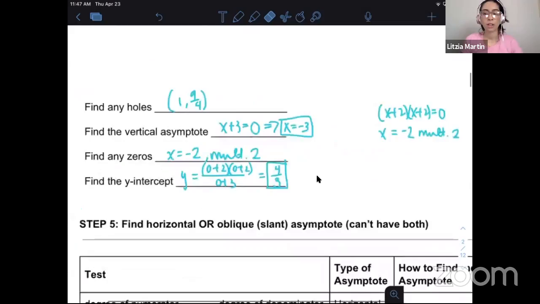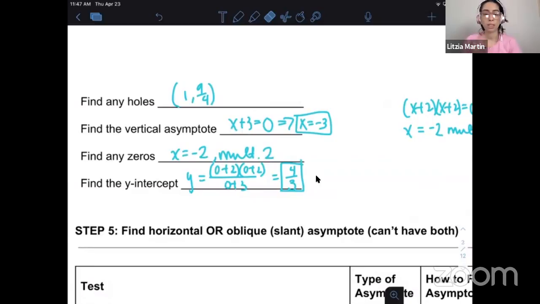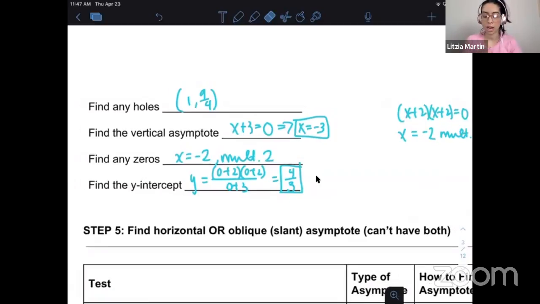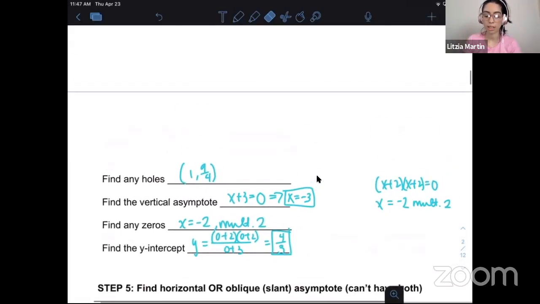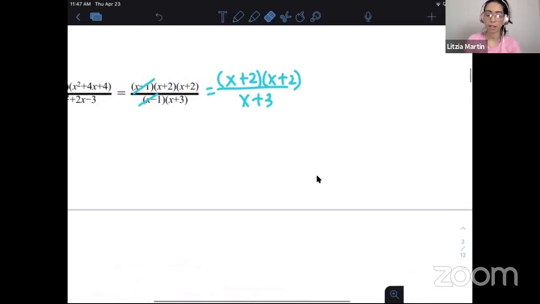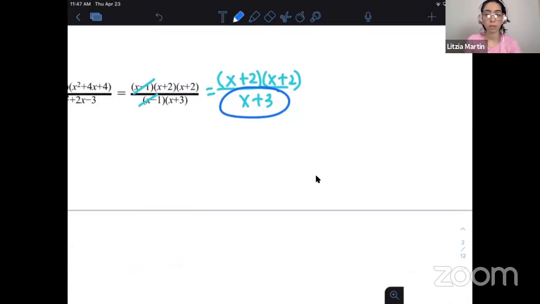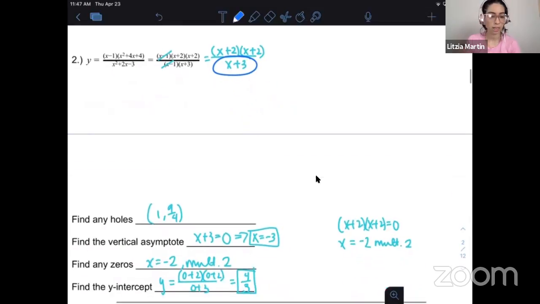So for x equal to -2, we have a multiplicity of 2 because it is our 0 twice. The vertical asymptote comes from setting the denominator equal to 0, and we only had x plus 3. So that means the vertical asymptote is at x equal to -3.